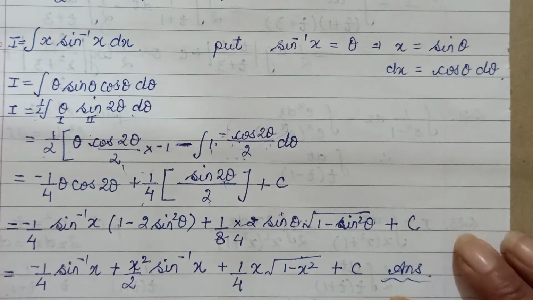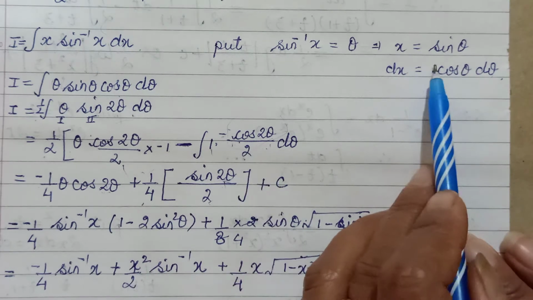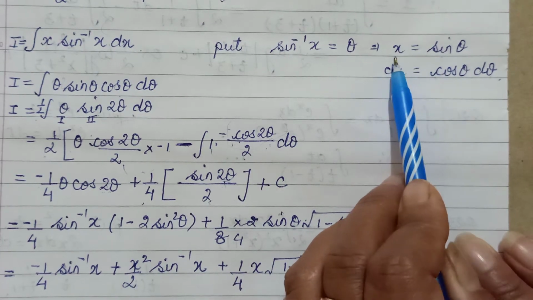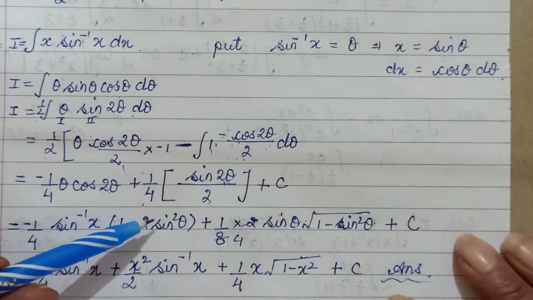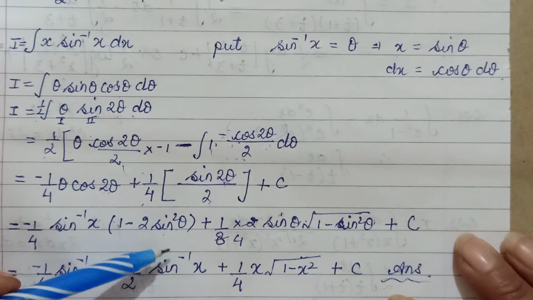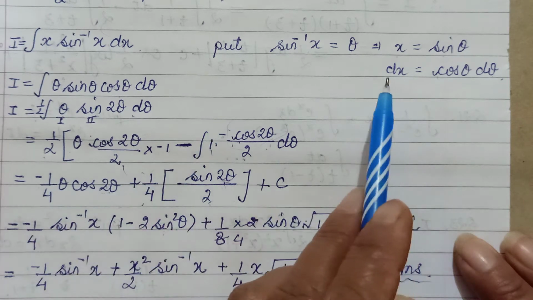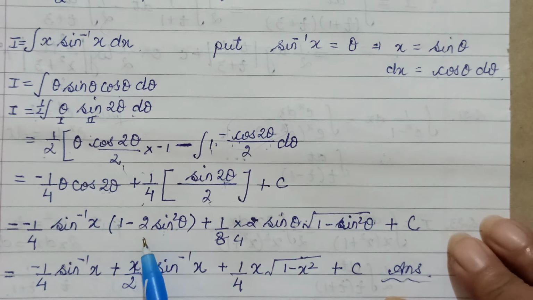So we will use a trigonometric formula, and we will think of a formula of cos 2 theta in terms of sin theta, because I know the value of sin theta is x. So a half angle formula is this: cos 2 theta is 1 minus 2 sin square theta. That is what you will use here, so that in the next go you can write this sin theta as x. Okay, so this expression will become yours. That I'll discuss in the next step.